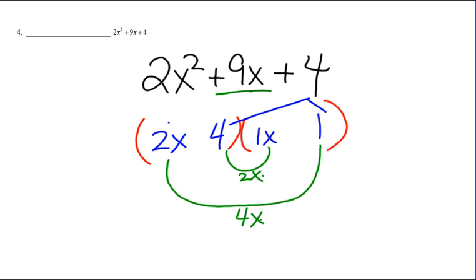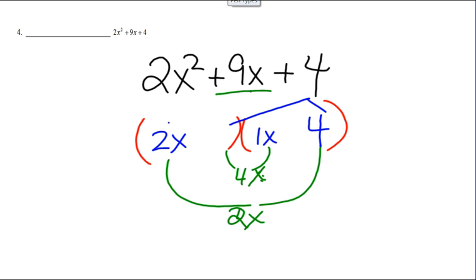So now my outside and my inside. My inside is 4x. My outside is 2x. I'm still at 6x there. I'm not quite at my 9x. Don't think that this is your only option. This is different than this.